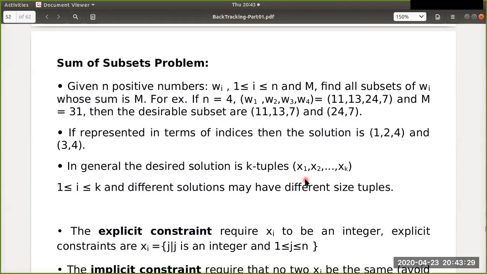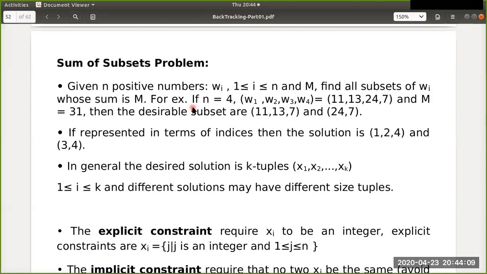So let's see what the sum of subsets problem is. For example, given n positive integers, that is n items, where Wi is the weight of item i, like W1, W2, and so on up to Wn, and M is the total sum. What is my problem? The problem is to find all the subsets of Wi whose sum is equal to M.